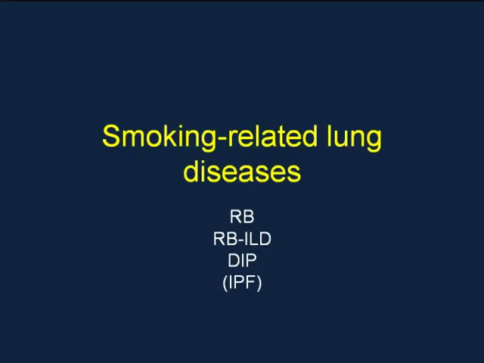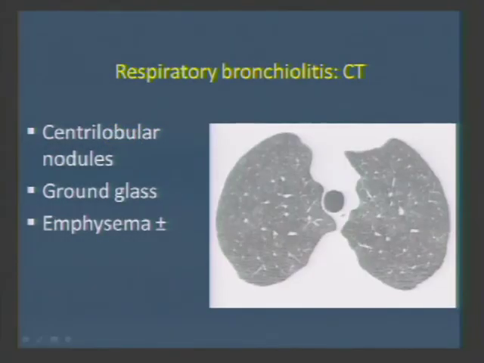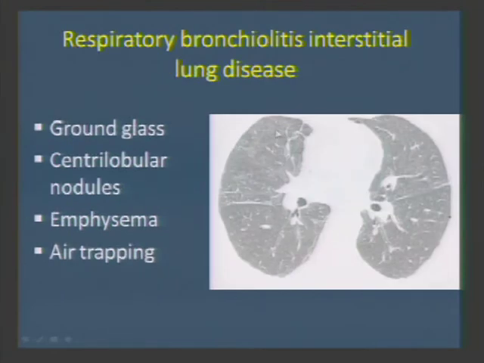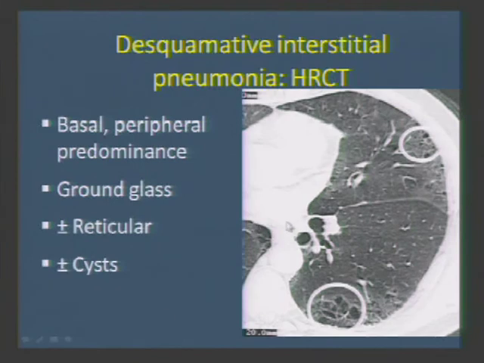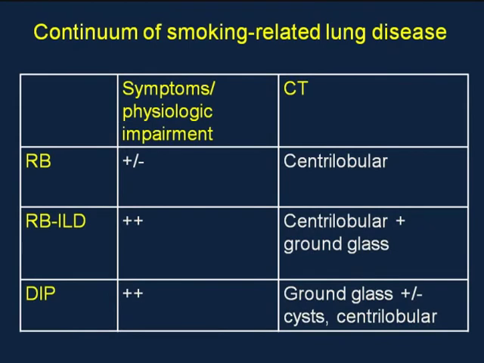Smoking-related lung diseases we're going to talk about very quickly. Respiratory bronchiolitis, the dirty lung appearance, centrilobular nodules, patchy ground glass. When you have more extensive ground glass, it gets the label respiratory bronchiolitis interstitial lung disease. That's a more clinical label. And then with DIP, the clue to the diagnosis is the ground glass abnormality, often associated with cysts within the ground glass. RB is usually mildly symptomatic, RB-ILD, and DIP usually much more symptomatic.